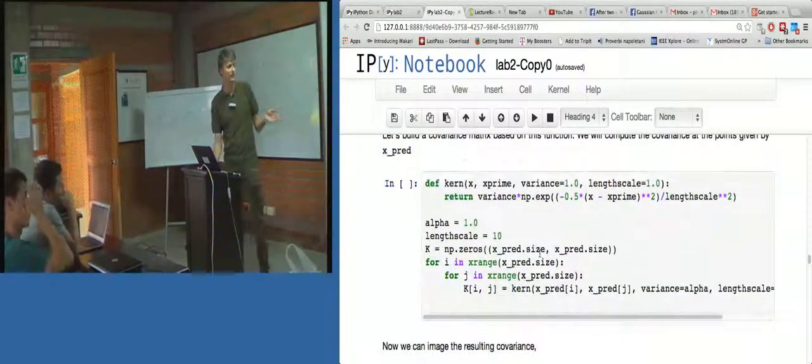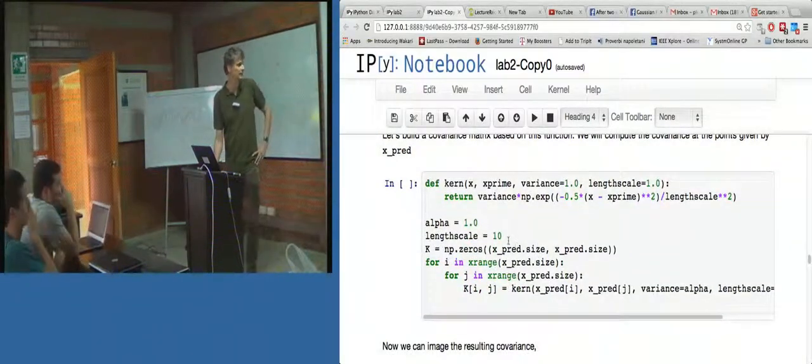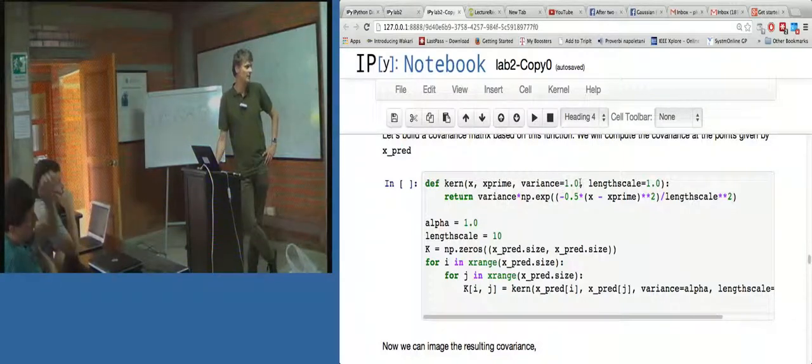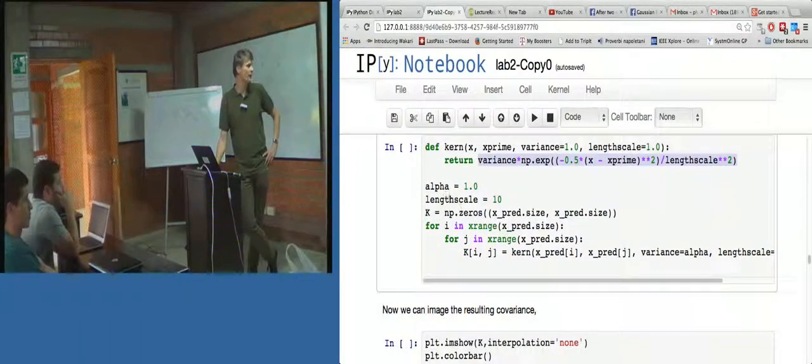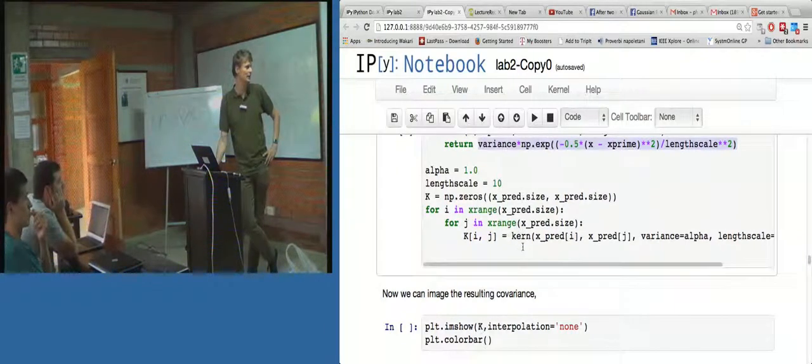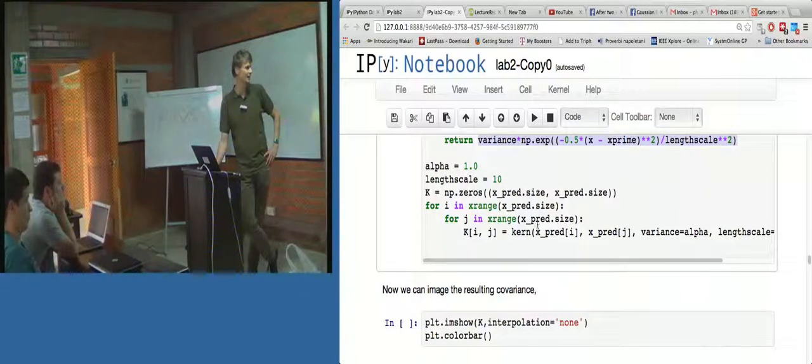They have to be positive definite to be valid covariance matrices. So I'm defining kern here, and it's got a variance parameter and a length scale parameter, and it's just what we said in the lectures. And then, okay, this is not an efficient way to do it, but it's a clear way to do it. We're going around setting k to be the size of the prediction vector and filling in values of k using the kernel function with a particular variance alpha and a particular length scale given by length scale.